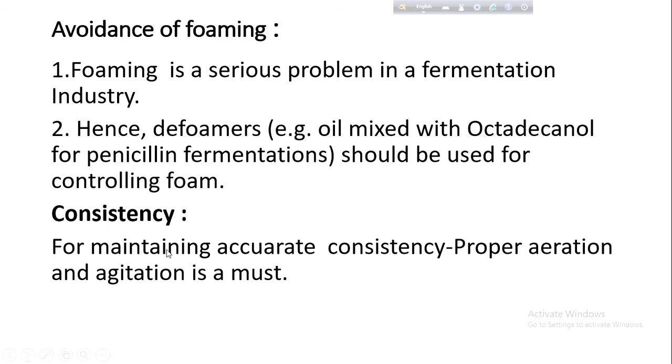Here, in maintaining accurate consistency, proper aeration and agitation are a must. That means we have to maintain a proper aeration system, so that the air supply is uniform all over the media, and agitation. It can be mixing, stirring, or rotation at a certain speed. If it is too speedy, it will cause the breakdown of certain microbial cells. If it is too slow, it will never give us the proper consistency. So we need a proper aeration and agitation system to make a balanced consistency of the media.